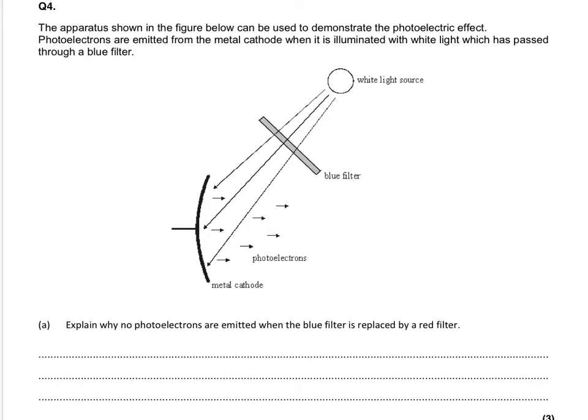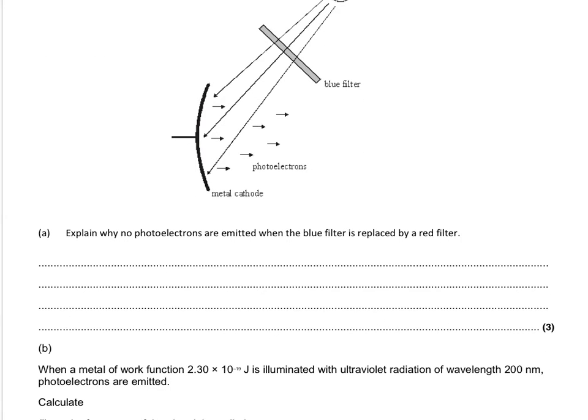Right, so let's have a look at question 4, which is looking at the photoelectric effect but in a different way. So we have a metal cathode here being illuminated with white light, and it's currently going through a blue filter. It asks you to explain why no photoelectrons are emitted when the blue is replaced by red.